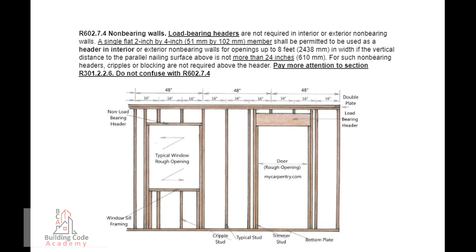R602.7.4 Non-bearing walls. Load-bearing headers are not required in interior or exterior non-bearing walls. A single flat 2-inch by 4-inch, 51 mm by 102 mm member shall be permitted to be used as a header in interior or exterior non-bearing walls for openings up to 8 feet, 2,438 millimeters in width if the vertical distance to the parallel nailing surface above is not more than 24 inches, 610 millimeters. For such non-bearing headers, cripples, or blocking are not required above the header.